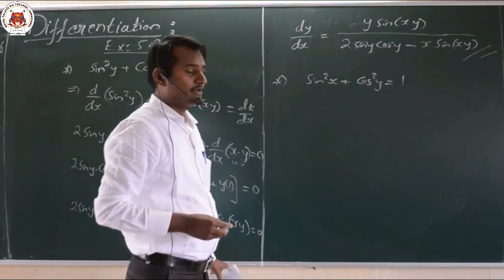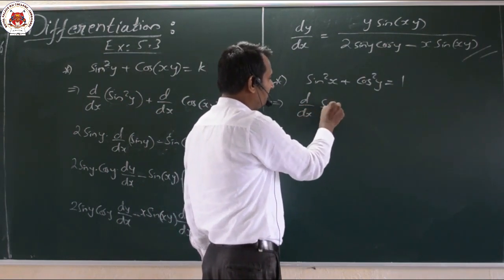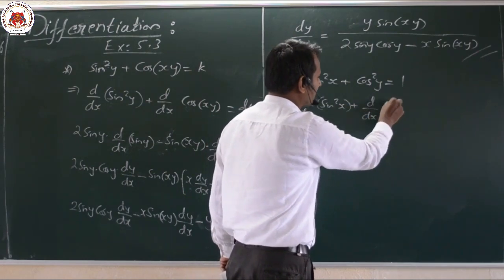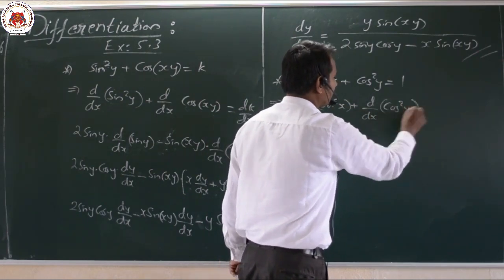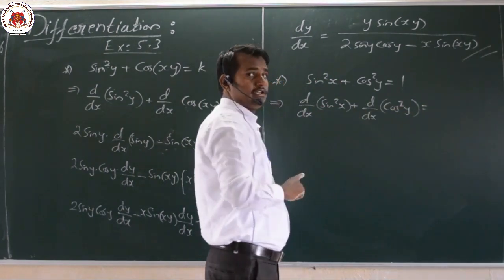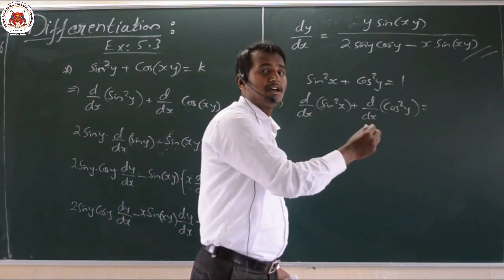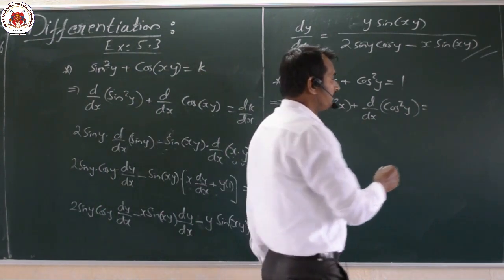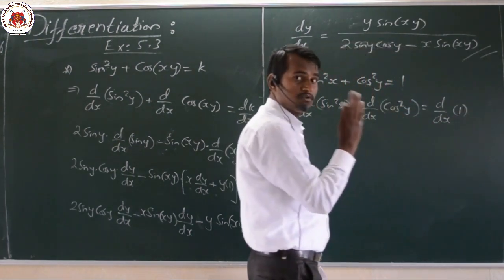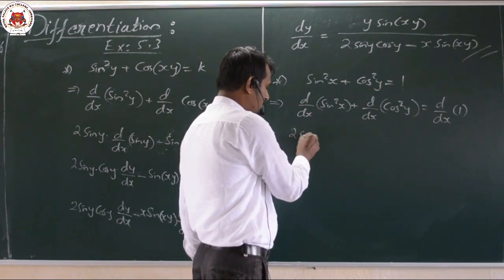Now how do we require to differentiate here? It is very simple. d by dx of sine square x plus d by dx of cos square y equal to d by dx of 1. We have to differentiate both sides. If you are taking differentiation, we have to take both the LHS as well as the RHS part here. So d by dx of 1 value is 0. Constant differentiation is 0.